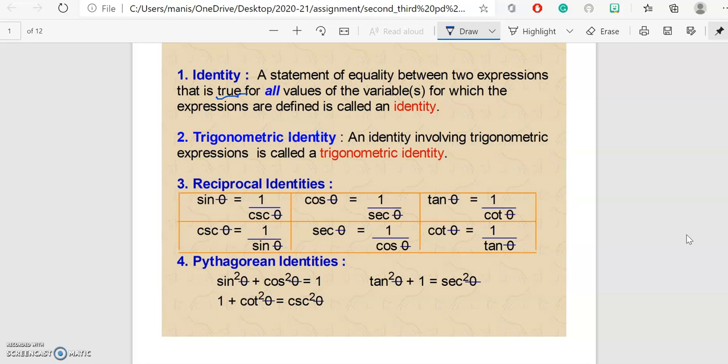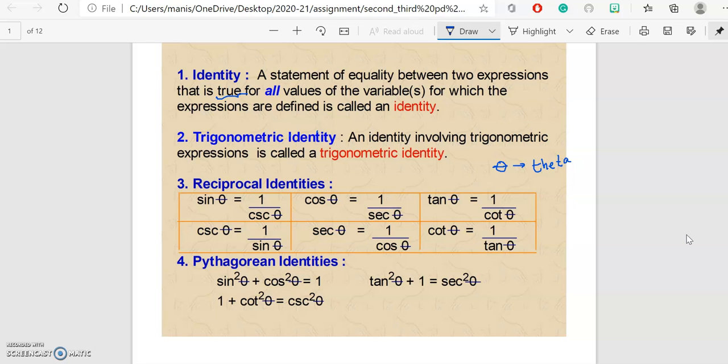I have given you formulas. These are reciprocal identities. You have learned about this concept when you were learning trigonometry. Sine theta is the reciprocal of cosecant theta. This symbol over here is known as theta. Make a note somewhere: sine theta is equal to 1 over cosecant theta.